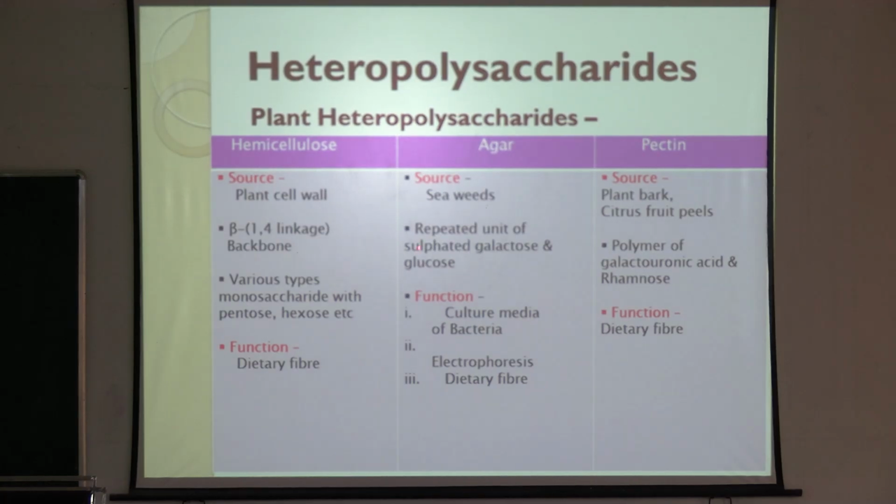Now what is agar? It is a repeated unit of sulfated galactose and glucose. Okay, not only galactose and glucose but sulfated galactose and glucose, that also helps in retaining water. That helps in formation of gel-like structure of agar and agarose. Okay, what are the functions? We use agar in bacterial culture medium and electrophoresis in our lab. Okay, now pectin is also part of dietary fiber.